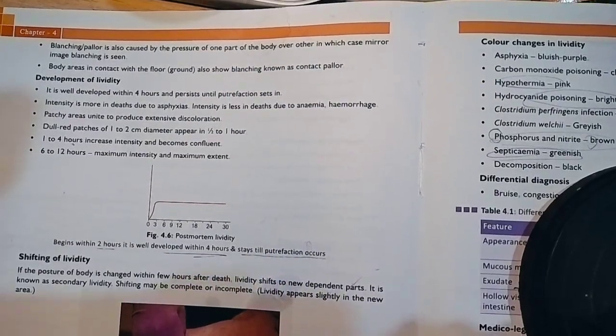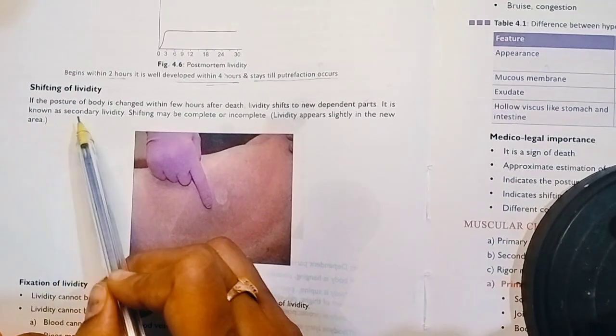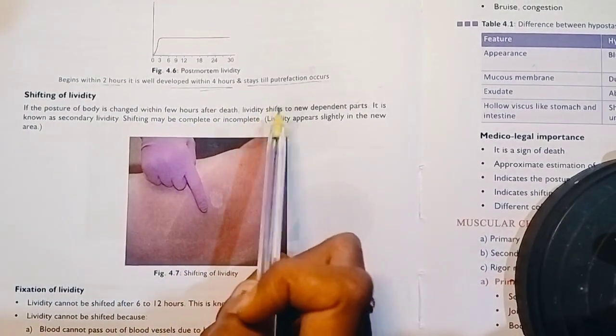Right. Next, shifting of lividity. If the posture of the body is changed within a few hours after death, lividity shifts to new dependent parts.